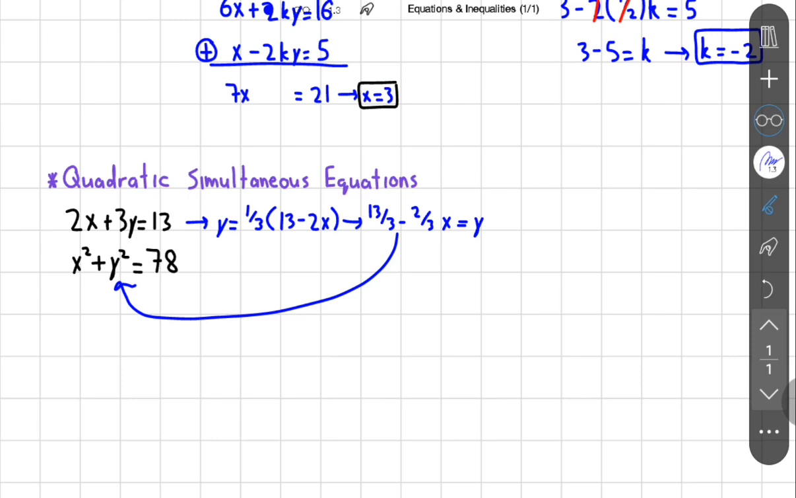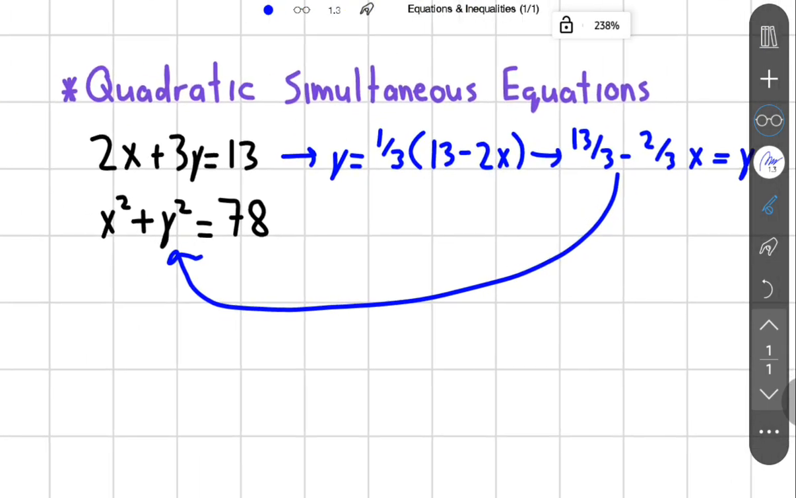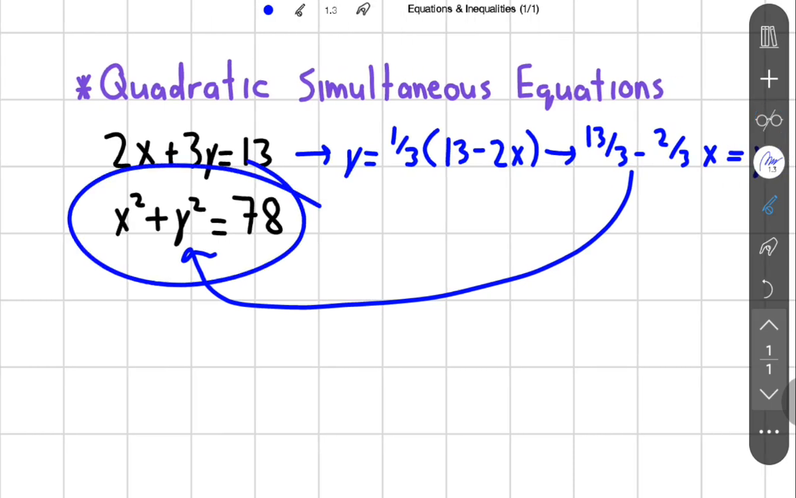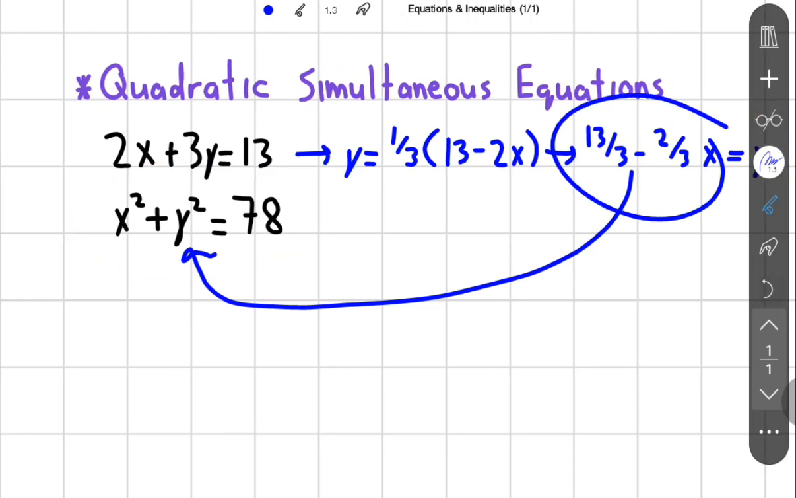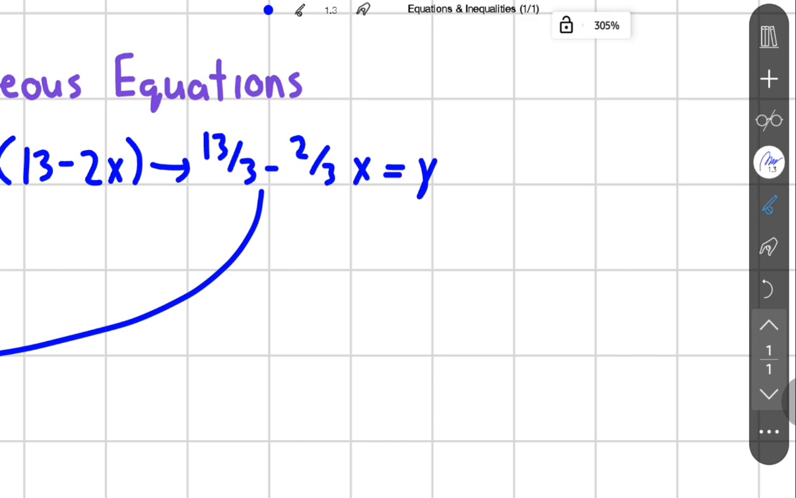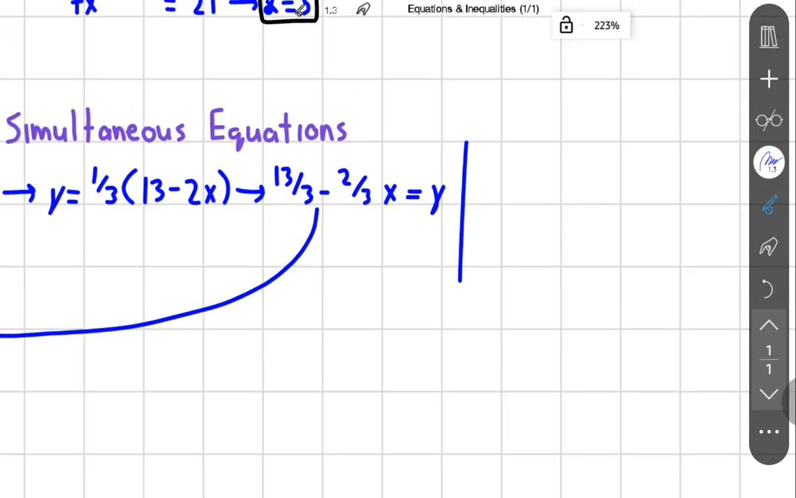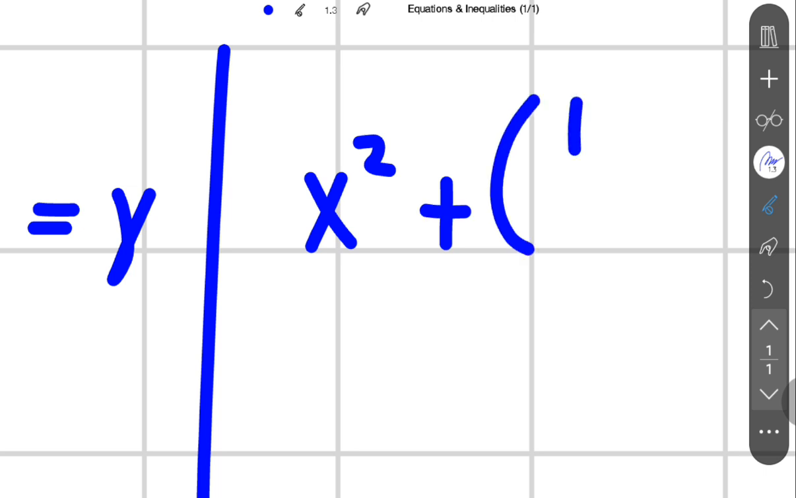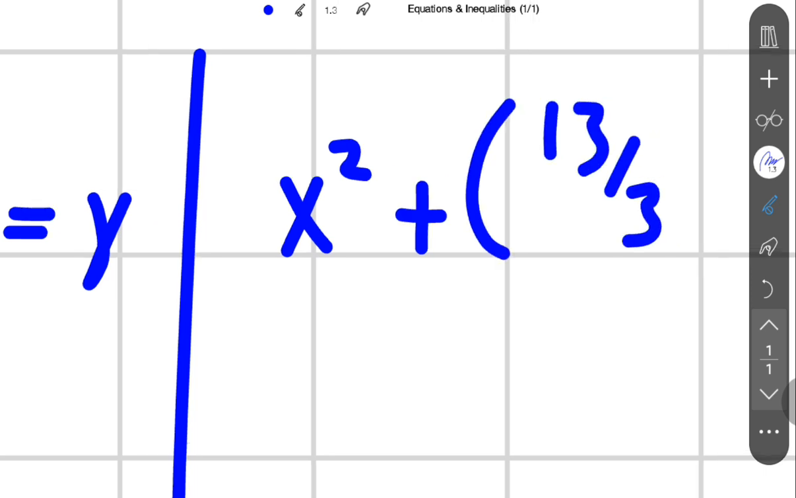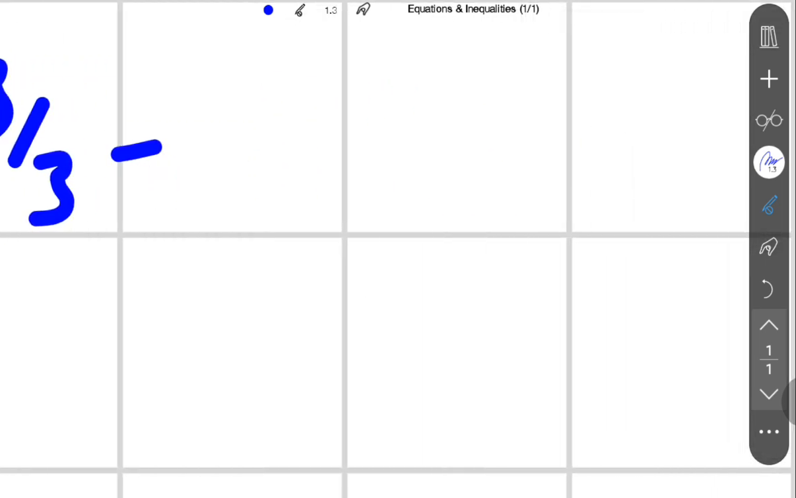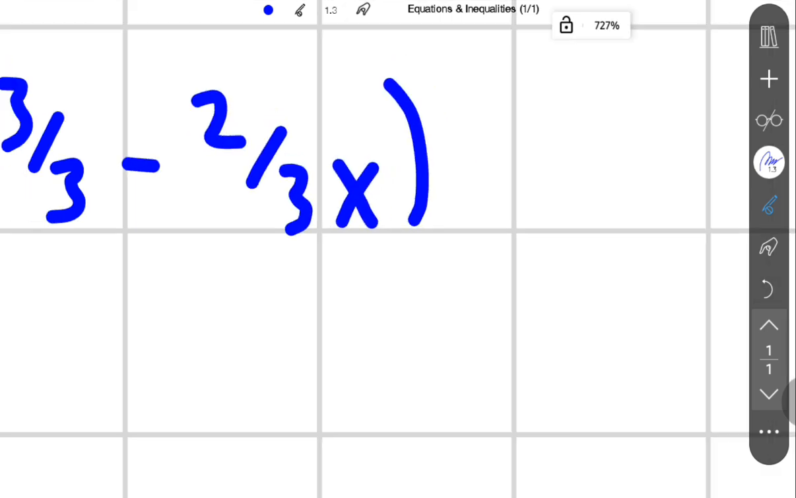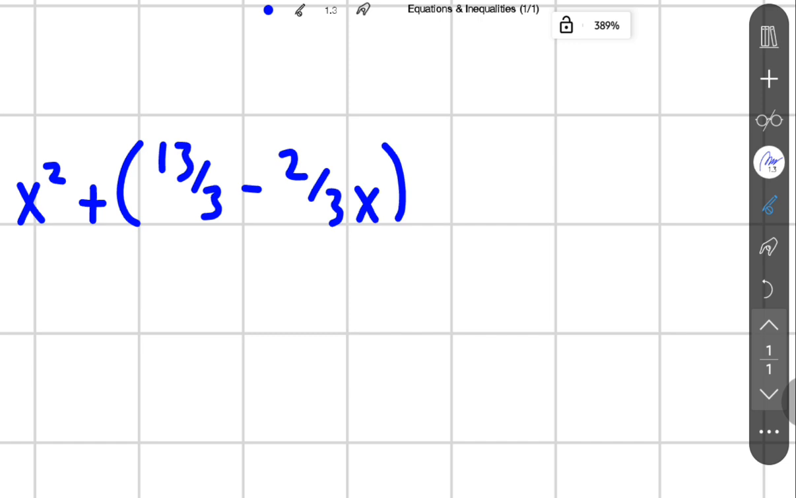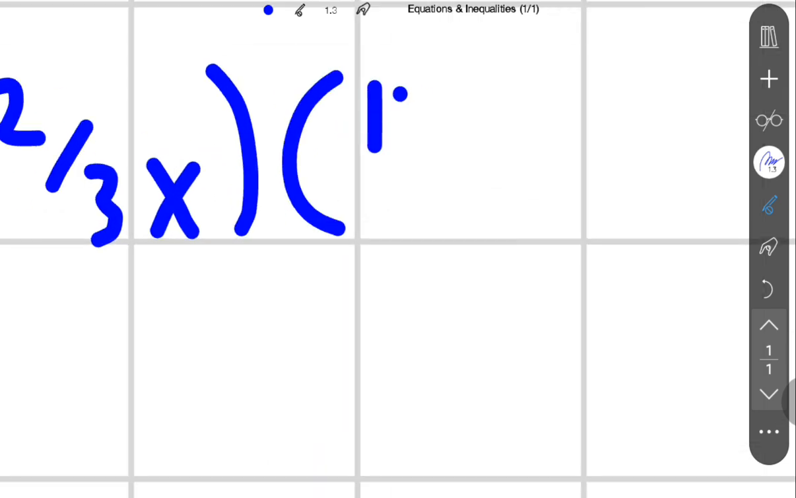So now that we isolated the first expression to be a subject of y, we can now just replace the y squared in the second expression with this all squared. So let's do that. Let's just rewrite it. We have normally x squared plus (13 over 3 minus 2 over 3 x) all squared. And just to make it easier on myself, I'll write it twice.